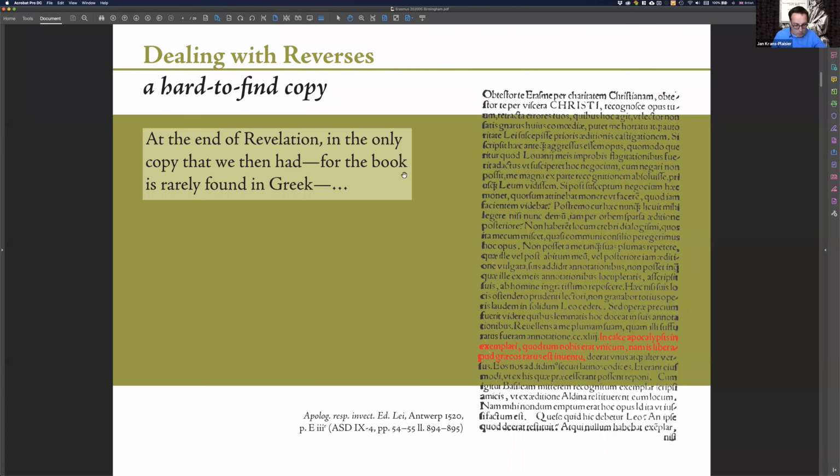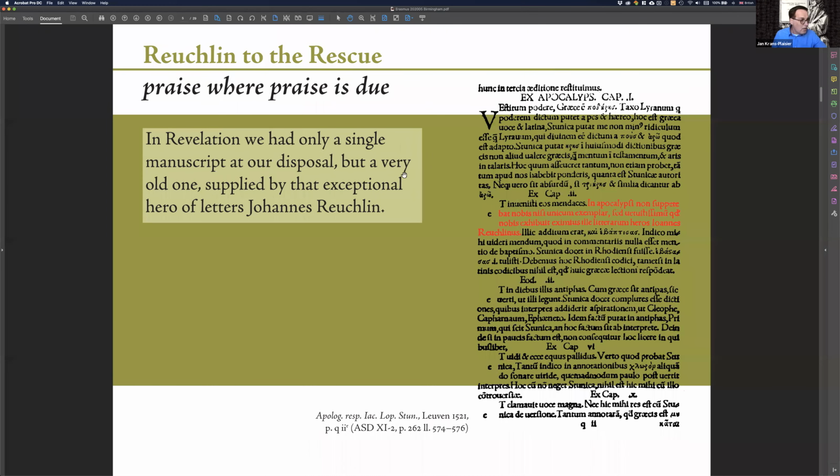In 1521, he wrote against another critic, Stunica: in Revelation, we had only a single manuscript at our disposal, but a very old one, supplied by the exceptional hero of letters, Johannes Reuchlin. Again, the reference is to 1514, 1516, and it contains the important clue that the manuscript came from Reuchlin.